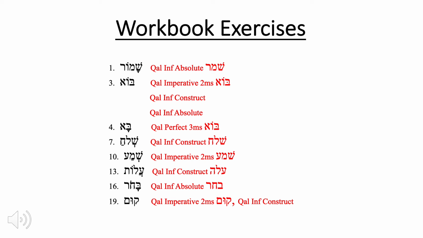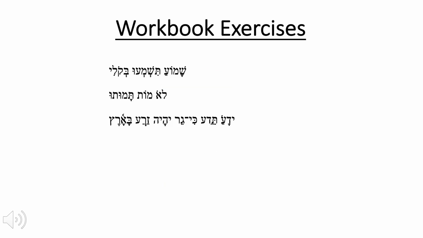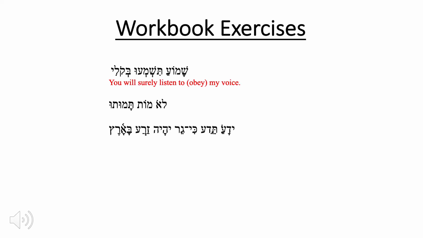Let's move on now to our next set of exercises. Here in this set of exercises, we're once again doing translation. So how do we translate number 1? Noticing that we have an infinitive absolute in front of an absolute verb. The use of the infinitive absolute here is emphatic, so we usually translate this as surely or definitely.